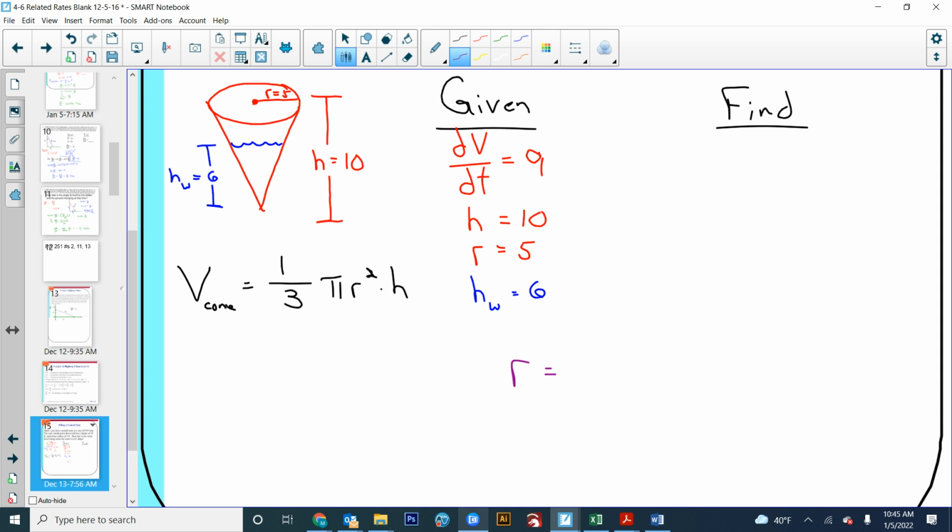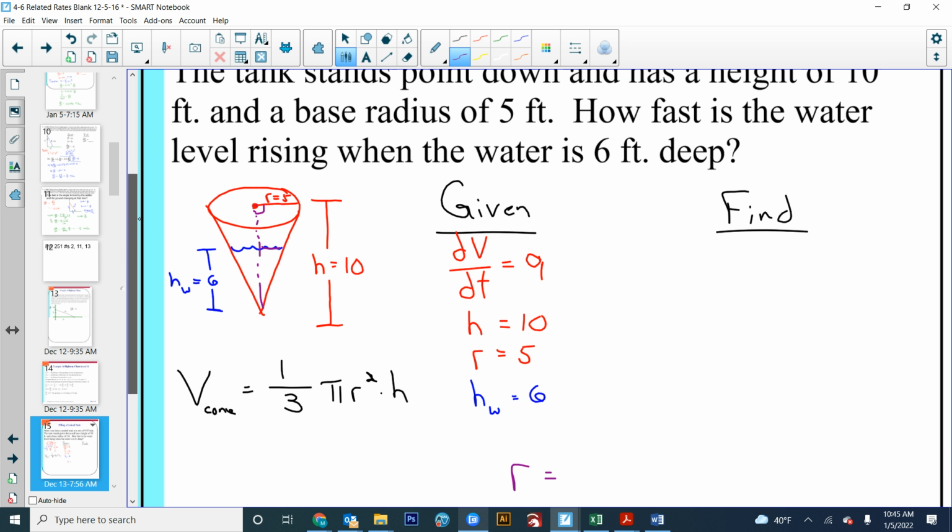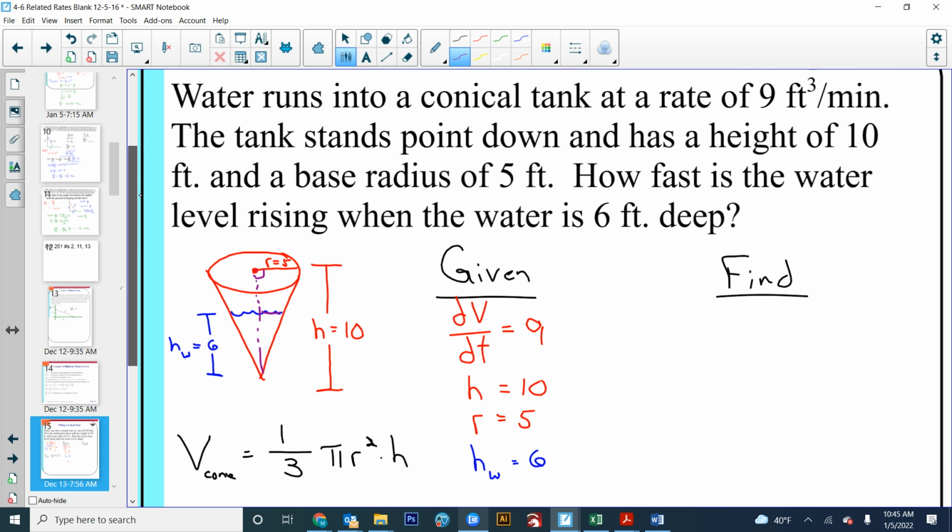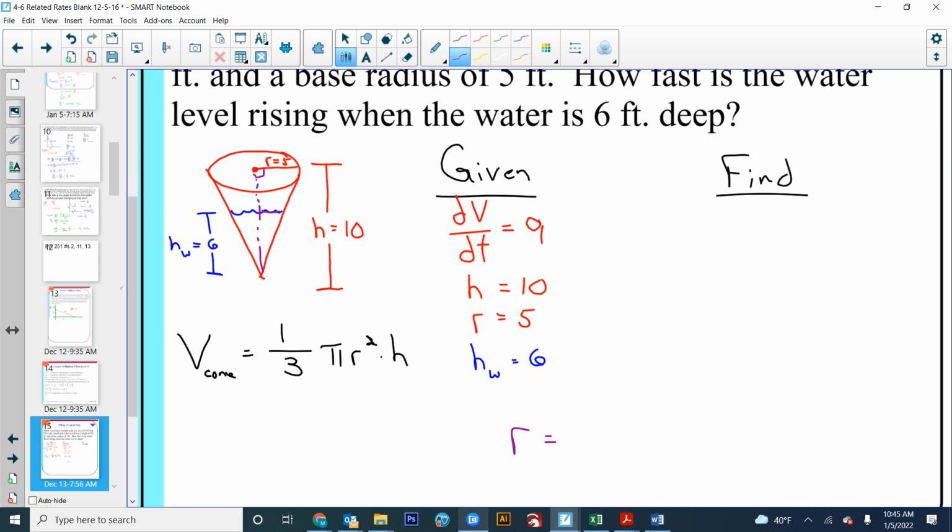Okay. And where does that come from mathematically? Well, if you were to drop down a height, did they call this a right conical tank? Okay. Sometimes they will say it's a right conical tank, meaning it's not oblique.